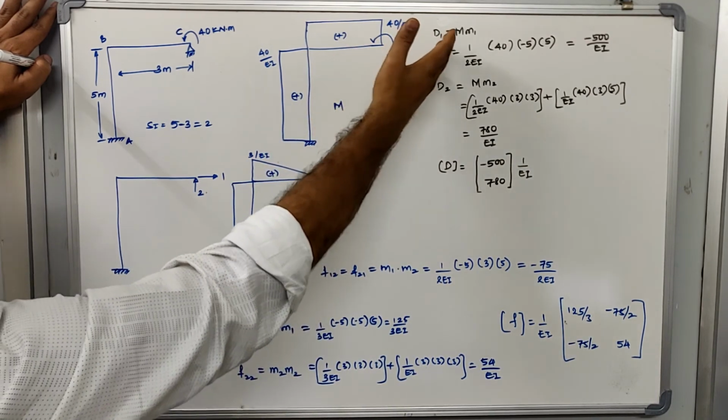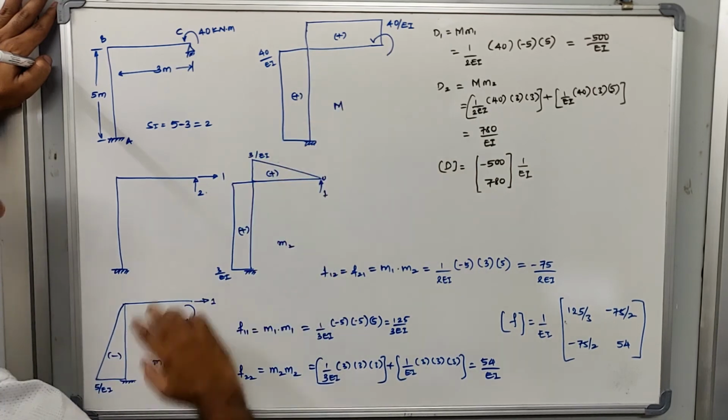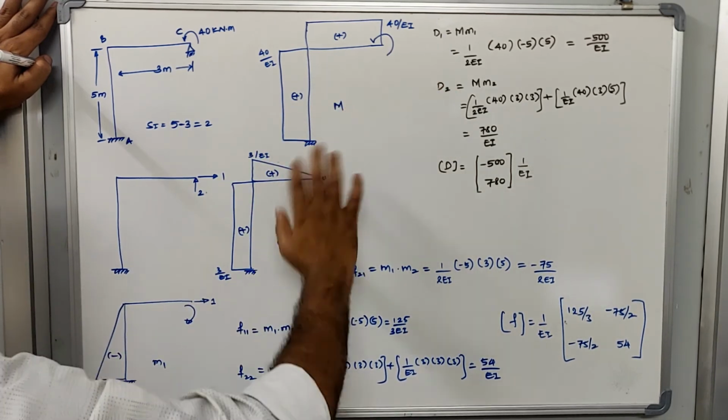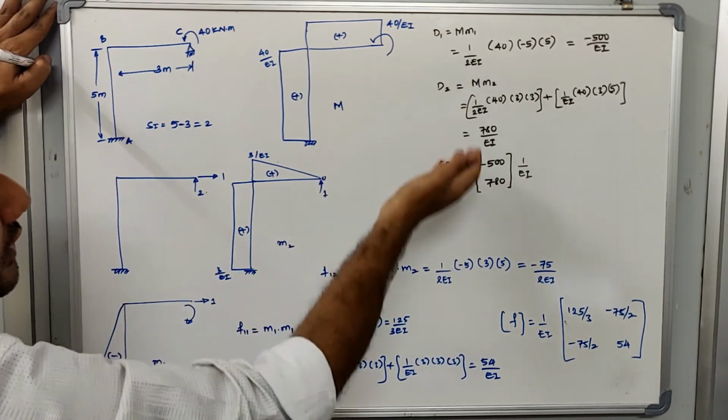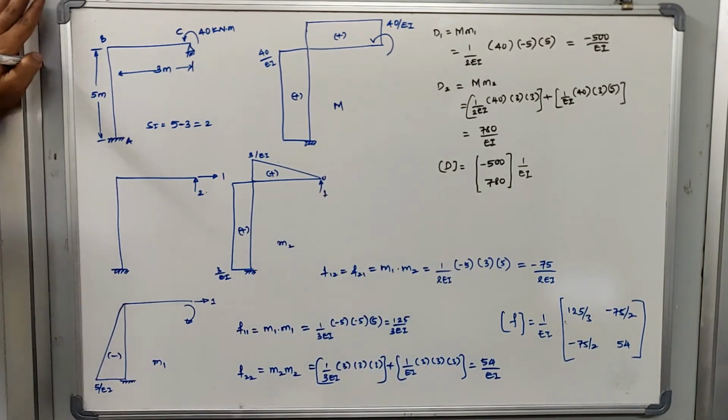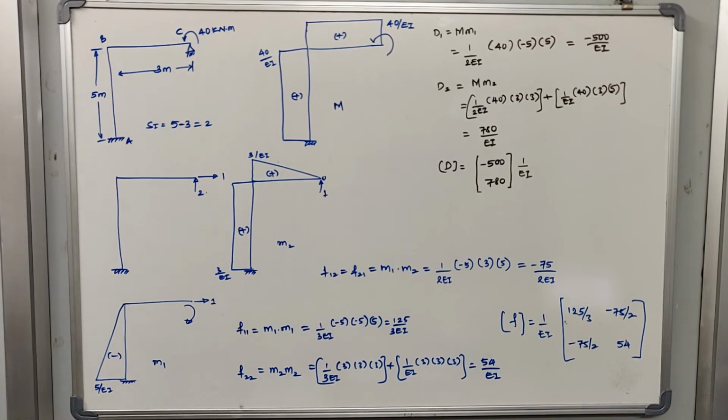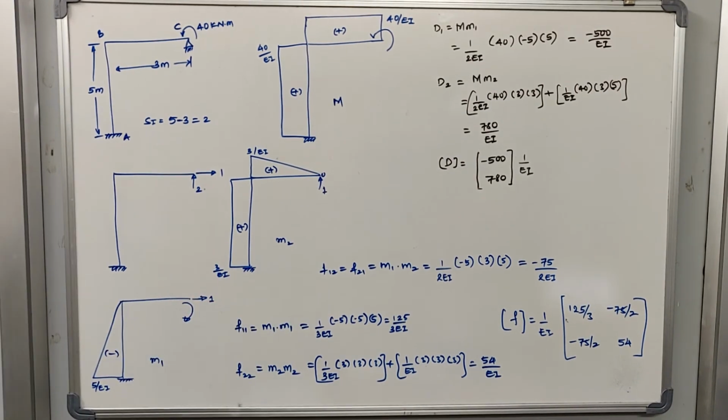So displacement D1 will be equal to capital M multiplied by M1, and D2 is equal to capital M multiplied by M2. So these are the two displacements I have got. From these displacements I define the displacement matrix. After determining the displacement matrix, the next step would be to solve for your flexibility matrix. Now let us solve the flexibility matrix.